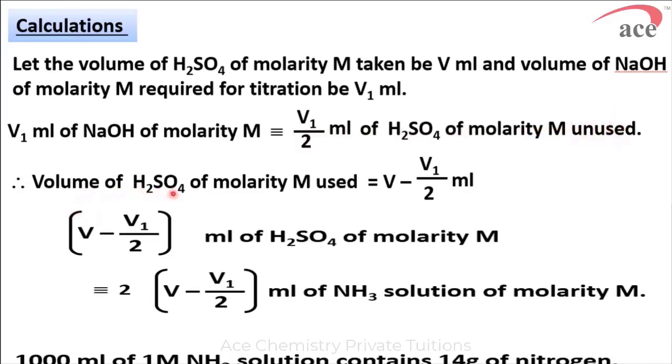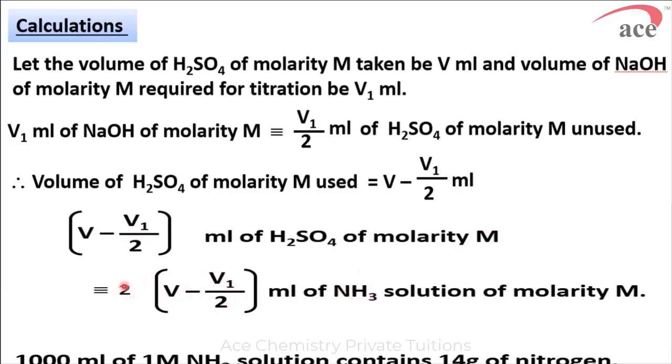So the volume of H2SO4 of molarity M that is used is the total volume minus the volume of H2SO4 which is unreacted or unused. The total volume which we have taken is V, and the unused volume is V1 by 2. So it is V minus V1 by 2 ml of sulfuric acid of molarity M, which consumes double the amount of ammonia. So it will be 2 into V minus V1 by 2 ml of ammonia.